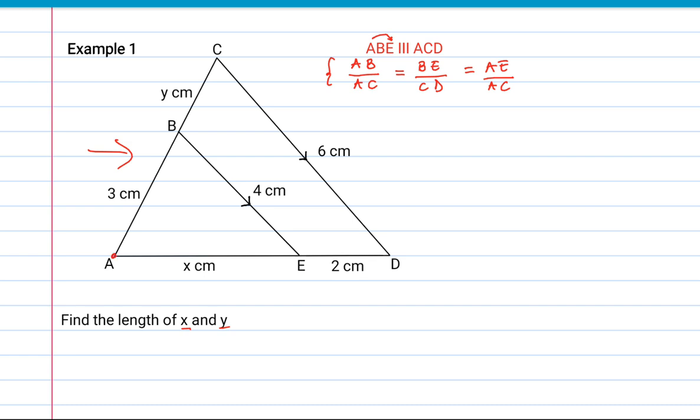According to our diagram, AB is equal to 3. So we have our 3 all over AC, A then to C, that will be 3 plus y, which is equal to our BE, which we find is 4, all over our CD, from here to here, that's 6, which is also equal to our AE, A to E, that's x, all over our A to D, sorry, it's D here, A to D, that would be x plus 2.